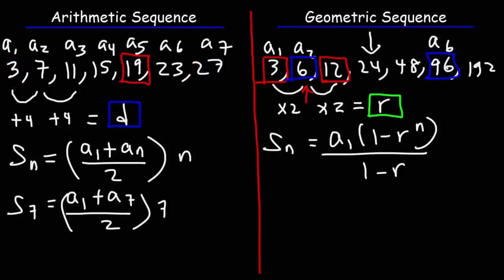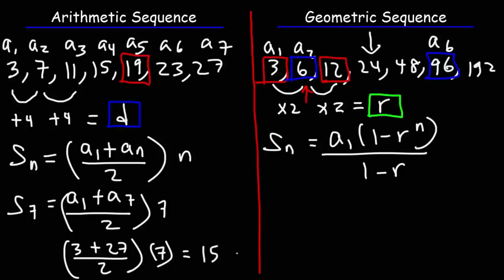So let's go ahead and plug this in. So this is 3 plus 27 over 2 times 7. 3 plus 27 is 30, divided by 2, that's 15. So the average of the first and the last term is 15 times 7. 10 times 7 is 70. 5 times 7 is 35. So this is going to be 105. So that's the sum of the first 7 terms.